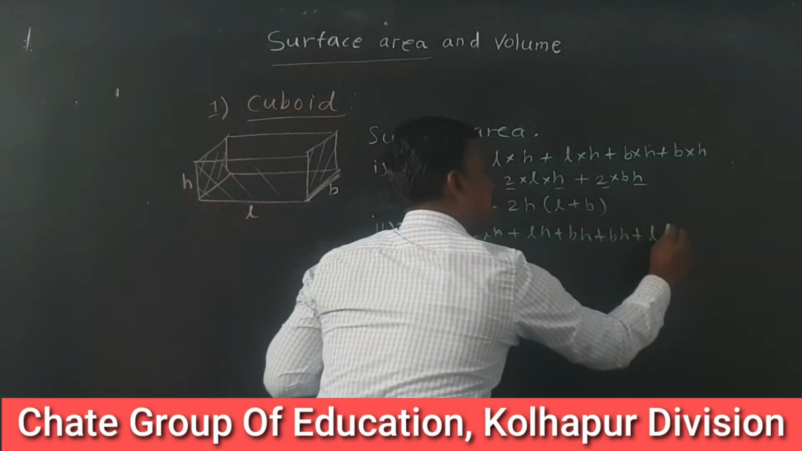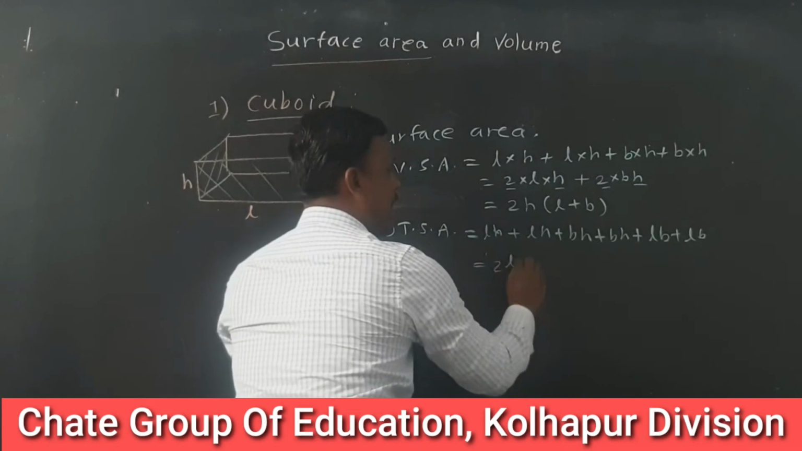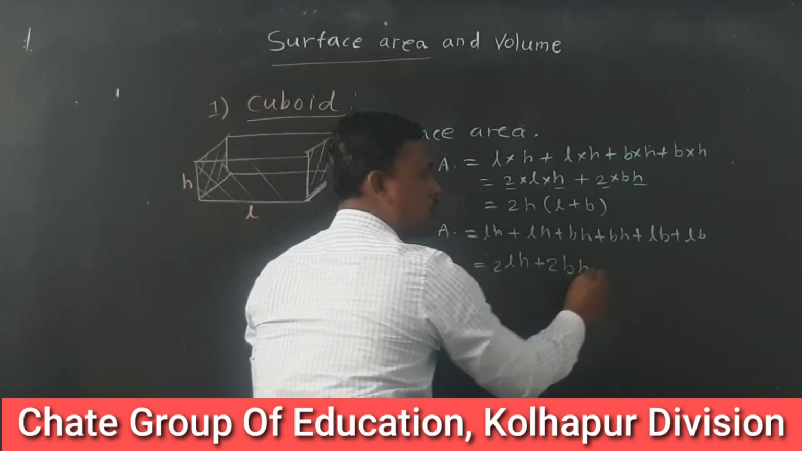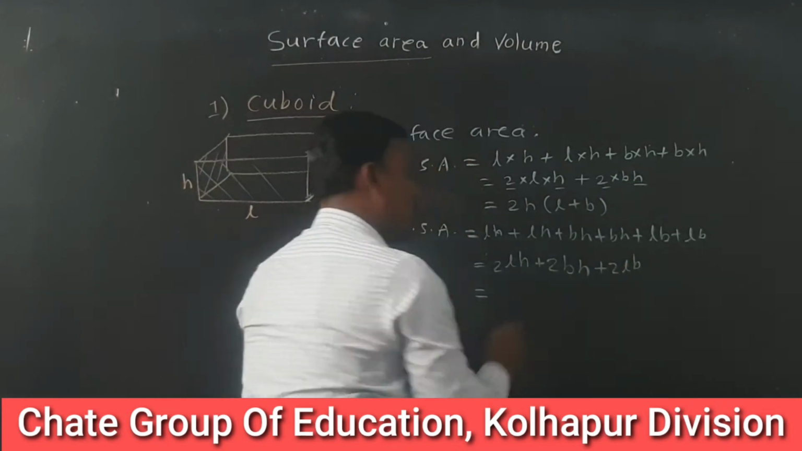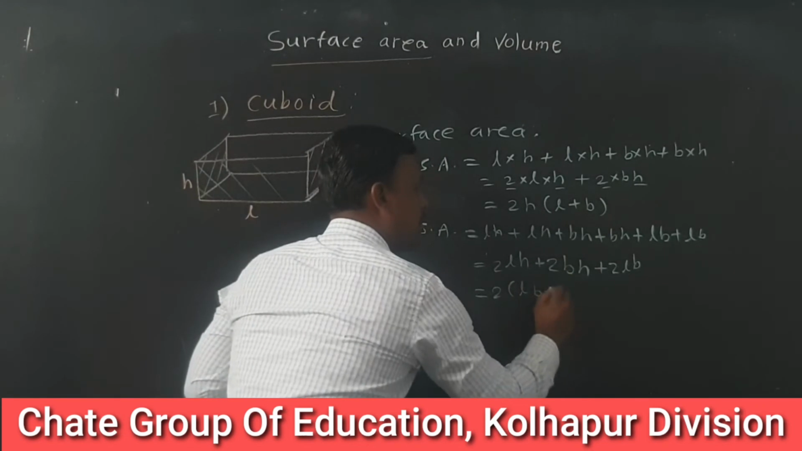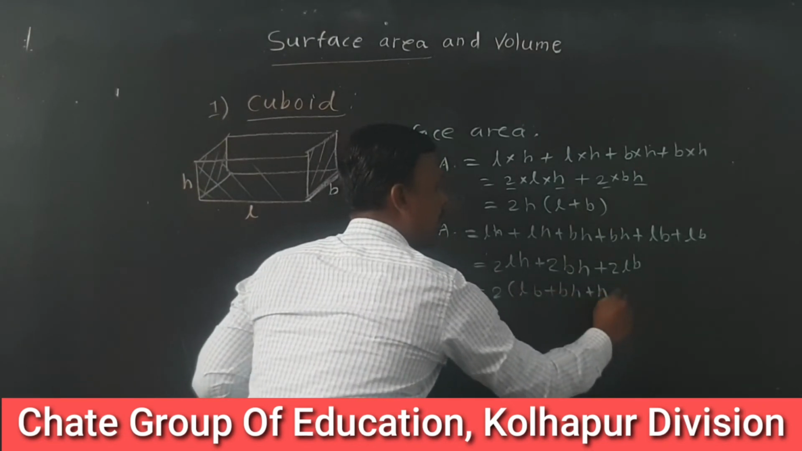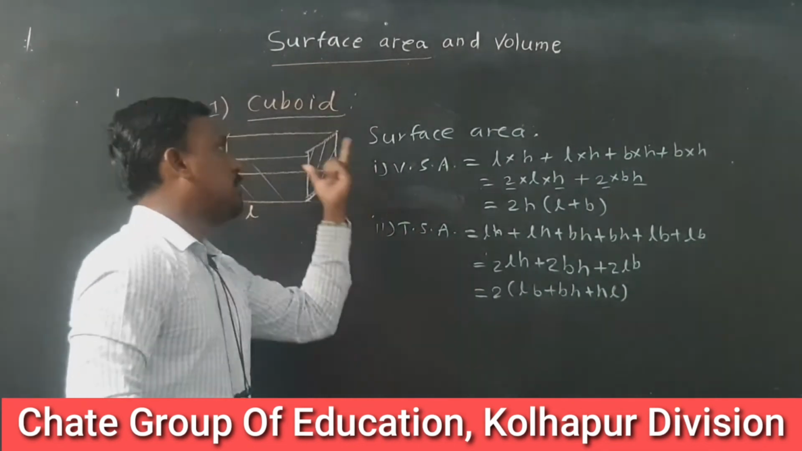Add these 2 surfaces, LB plus LB. So you will get 2 LH plus 2 BH, and the last one is 2 LB. Now we can take 2 common. If I take 2 common, I will get 2 times LB plus BH plus LH, or HL. So this is called the total surface area of the cuboid.